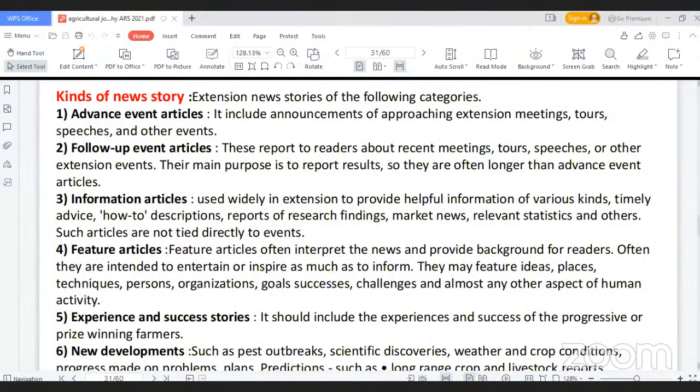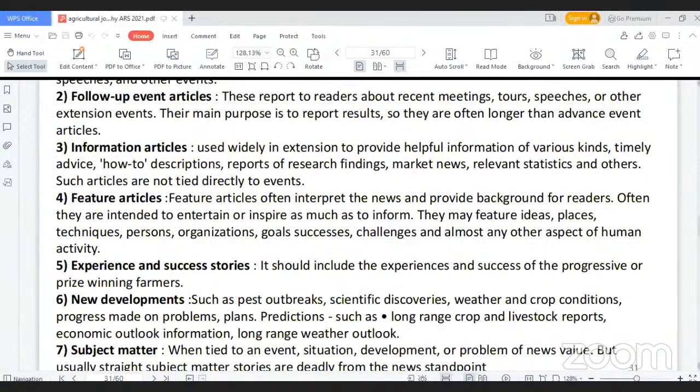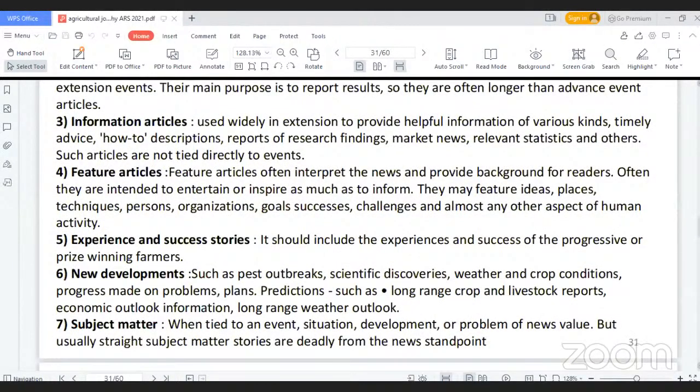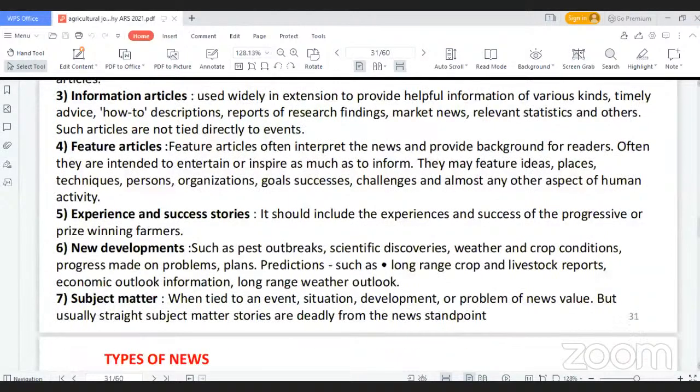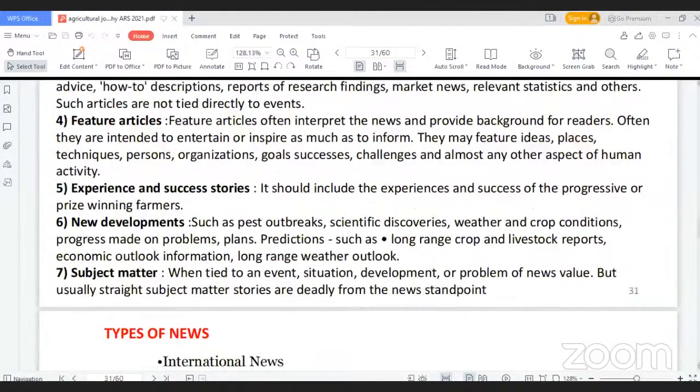Information articles, where generally you describe things, a description of something, or reports of some research findings by our university or by some research institute, like that. For market news, maybe some market prices fall, or some vegetable price goes up or down. Additional information articles. Feature articles, as I told you, have specific features, maybe techniques, or are related to some things.